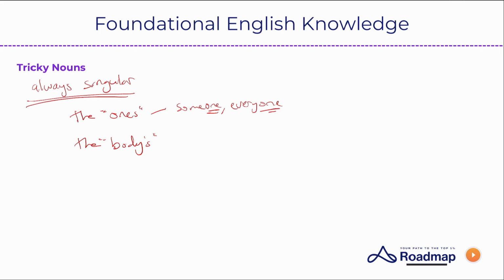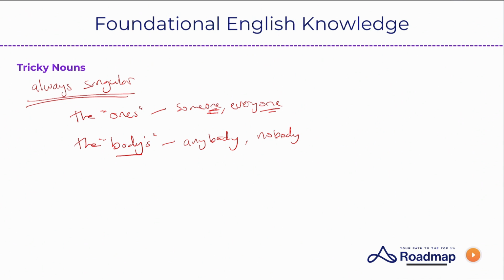And same thing with the bodies: somebody, anybody, nobody, everybody. These are also always going to be considered singular. Okay, so you want to say, nobody is home. Everybody looks happy. Someone is at the door. Everyone looks hungry. These nouns sometimes can be kind of tricky, but just know that they're always going to be singular, okay? And this also goes with what are called collective nouns, right?